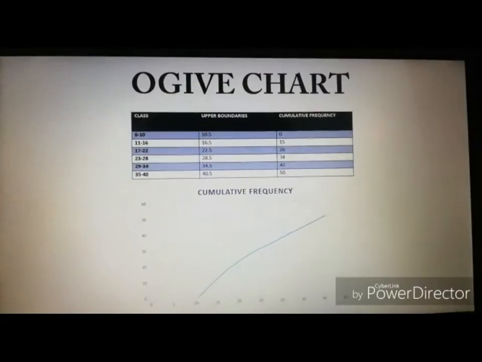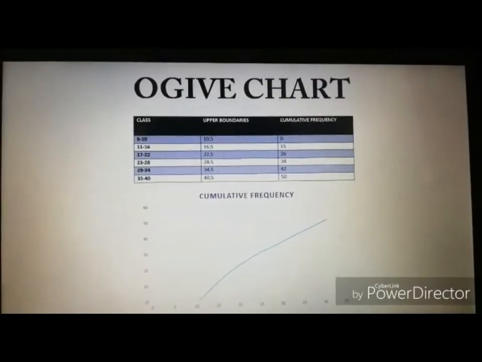Today I'm going to talk about our ogive chart based on our data. For our ogive chart, we will be using a vertical line and also a horizontal line. For the vertical line, we will be using cumulative frequency data, and for the horizontal line, we're going to use upper boundaries based on the classes of data. So now, have a look at our ogive chart. This is the ogive chart for our data.